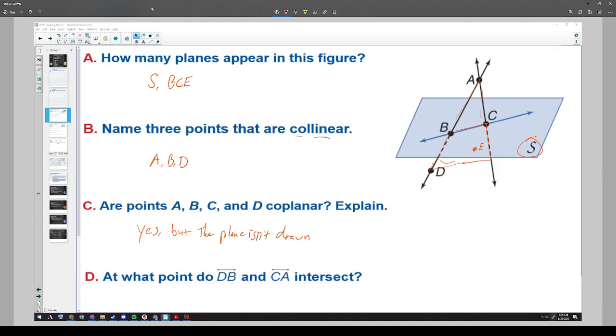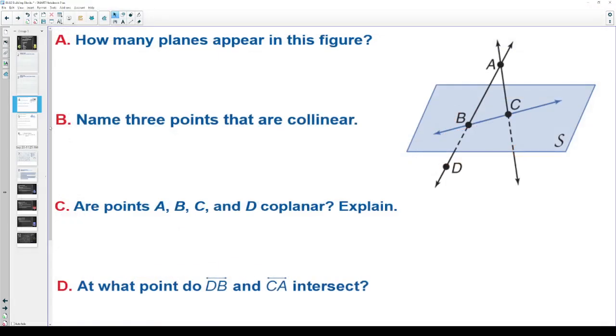Then it says, at what point do line DB, remember our notation with the arrowheads, and line CA intersect? So DB is this line here, and CA is this line, so they intersect at point A. We could actually know that without, no, we can't know it without the picture because they don't both have A in them. I thought it was DA and CA. If it said DA and CA, we wouldn't even need the picture. We would know that they both pass through A, but here we do need the picture.